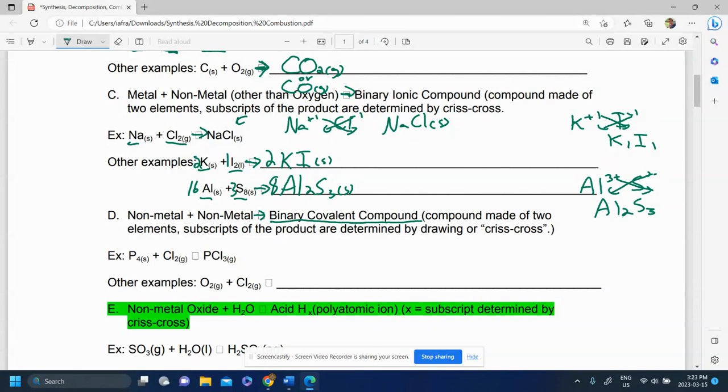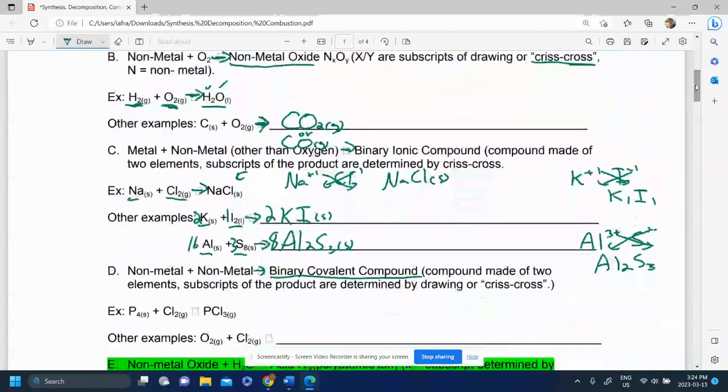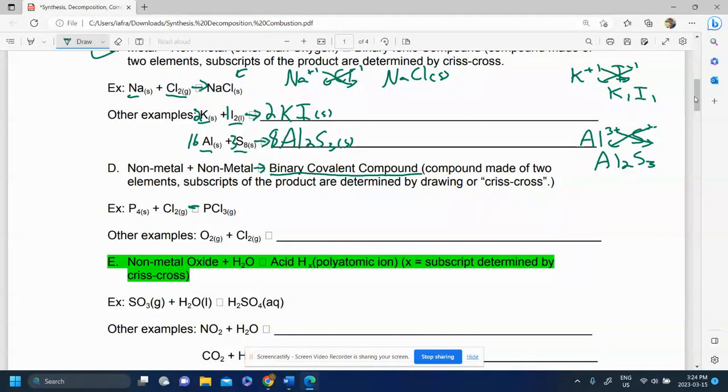So for now, if you can just recognize or propose something reasonable, if you get something like this, that's all I really expect. Really, for the most part, you're going to be doing cases like case A and case C. But just to show you what it looks like, here we have P4 plus Cl2 gives you PCl3.